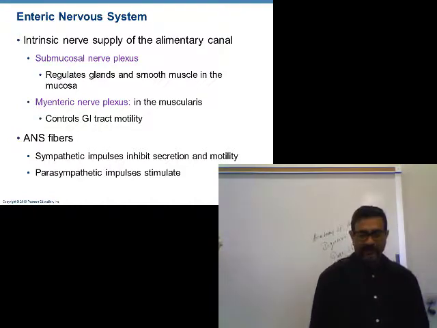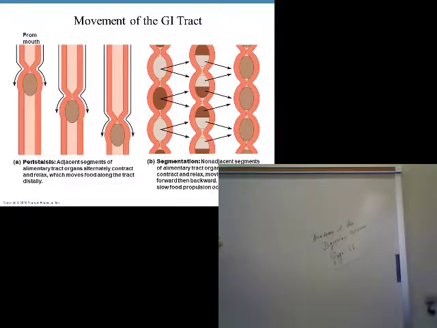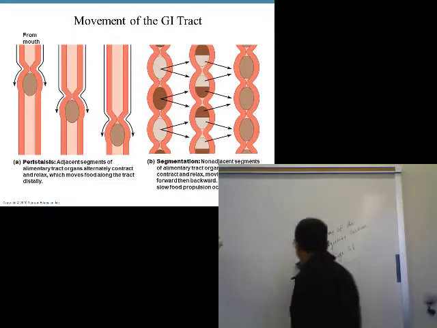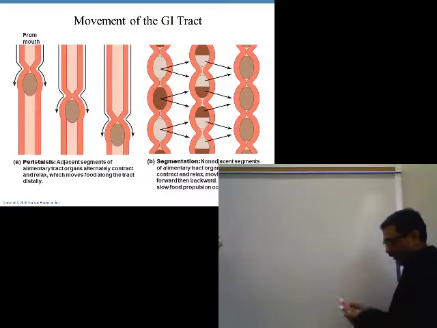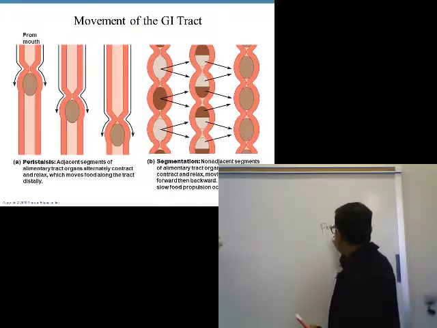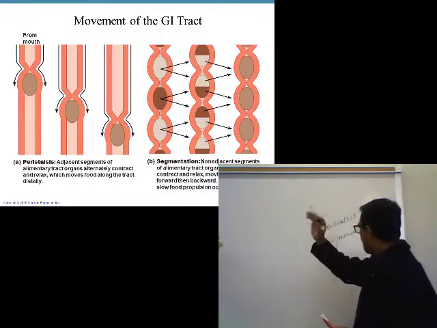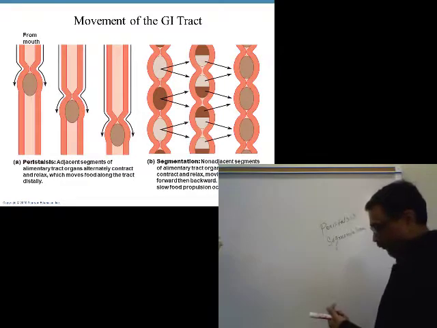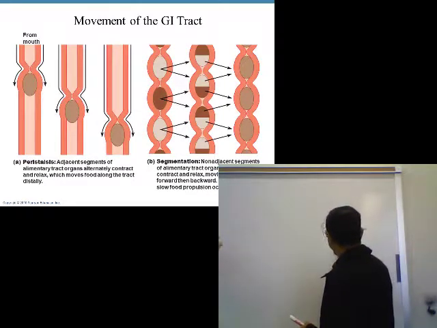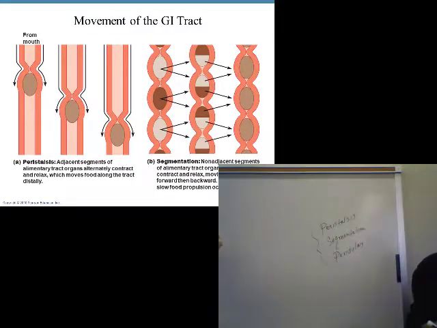Different types of movements in the GI tract. Three types of movements occur in the GI tract. What are those? Peristalsis, then segmentation, and there is another type of movement that some books have mentioned, called pendular movement. So these are three types of movements in GI tract.